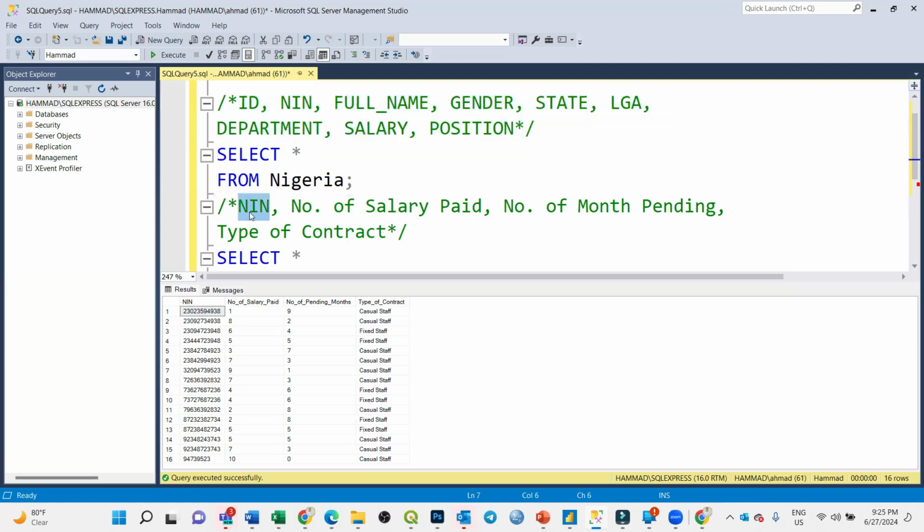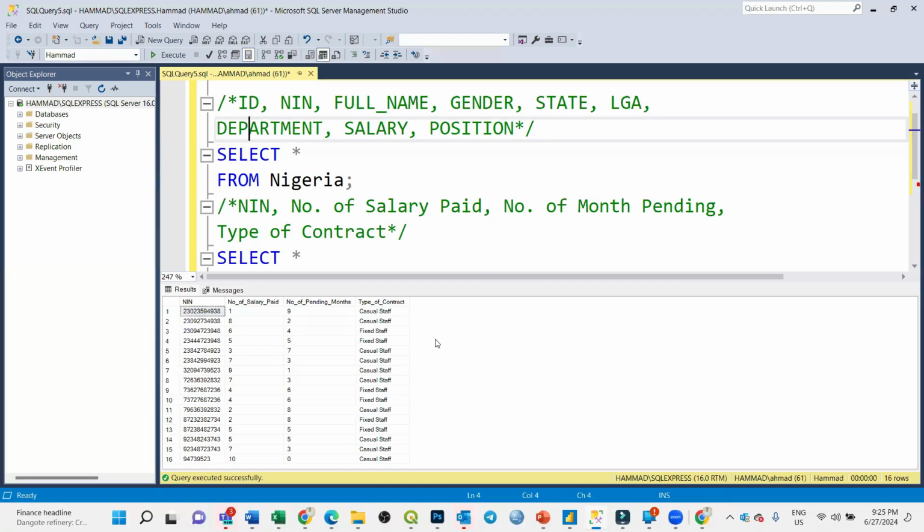So if I want to know, for example, from this table, somebody who has this particular number, I want to know his state, his LGA. In this table, we don't have that. But if I want to know his state, his LGA, his salary, then I use this to get this from this. So this is what join is all about.